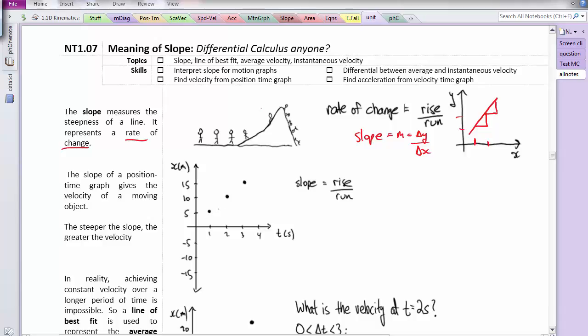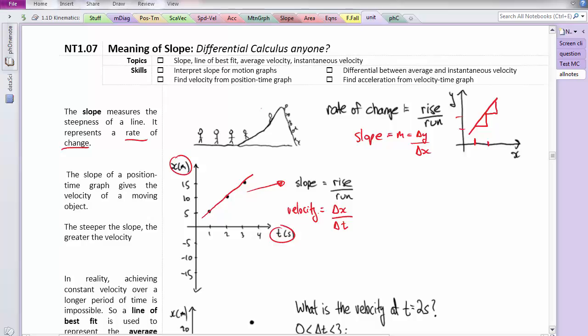If we have a position time graph and we have these 3 points right here, and then we draw a straight line through them, we can calculate the slope, which would be rise over run. Now, what would that give us? Well, the variable is x, so the rise will be delta x, and the run, the variable is time, would be delta t. But delta x over delta t is velocity. So what we get is the slope of a position time graph gives us the velocity.